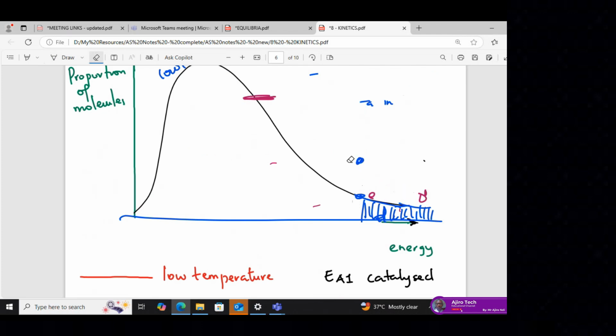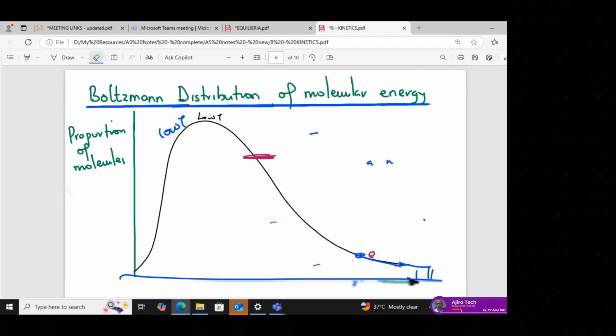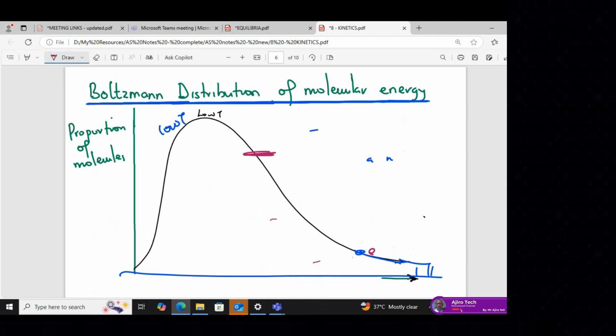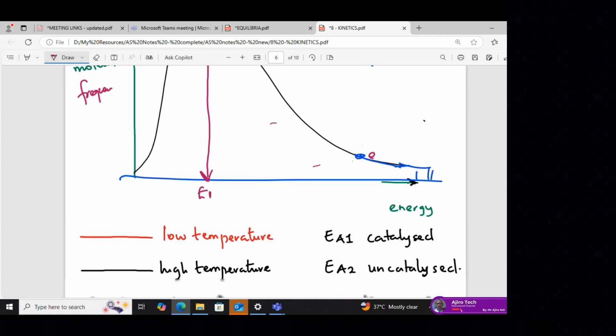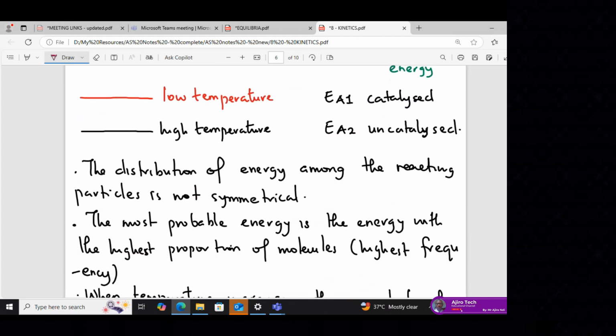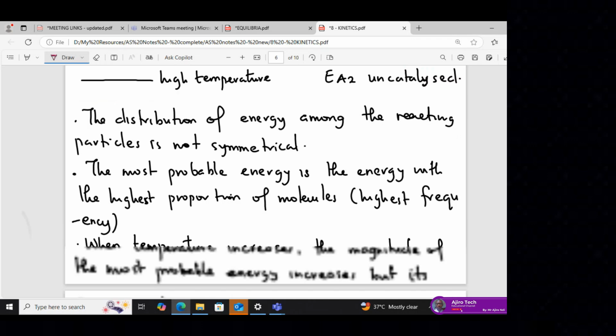I'm drawing only one of them so that you understand it. What's the most probable energy? The energy with the highest frequency. Where is the frequency? This frequency here. So treat it like this. This is the most probable, so you can call it E1. E1 is the most probable energy. What about F1? Frequency of the most probable energy. The most probable energy is the energy with the highest frequency, or the highest proportion of molecules. Is that okay?